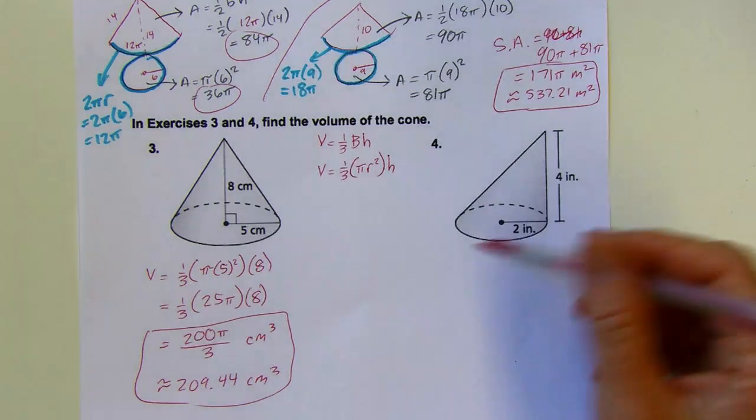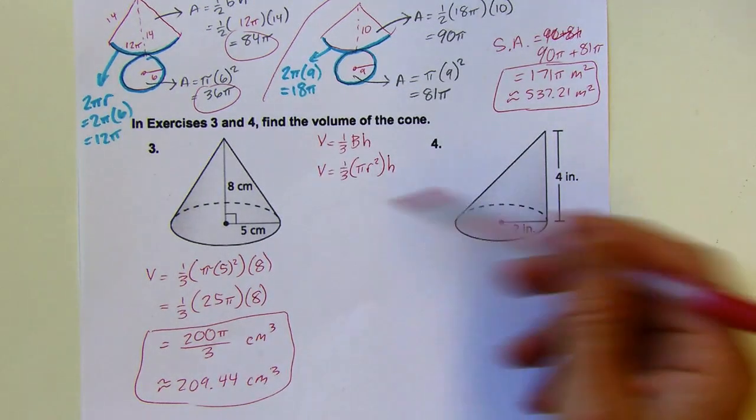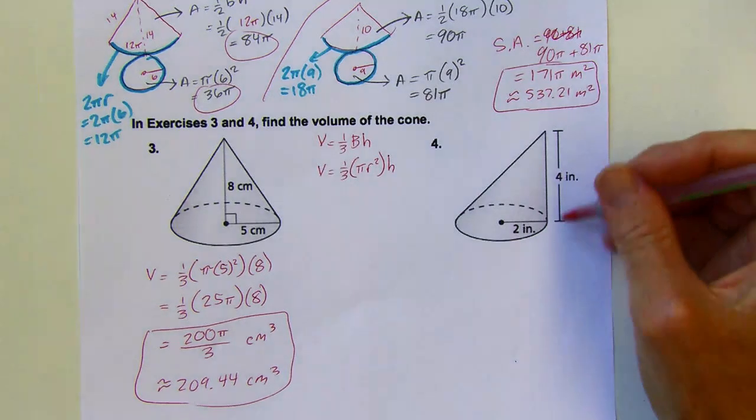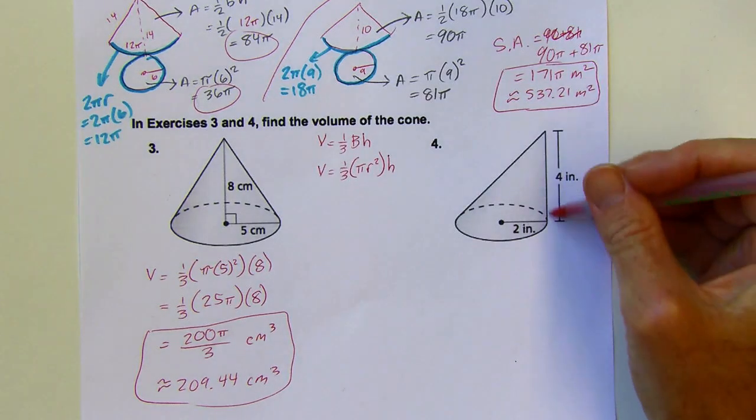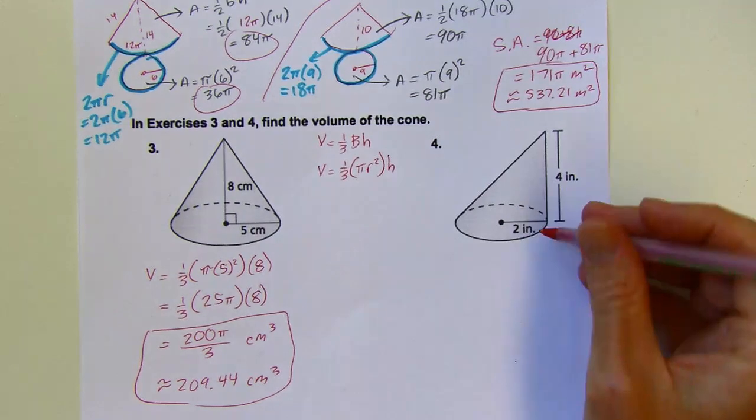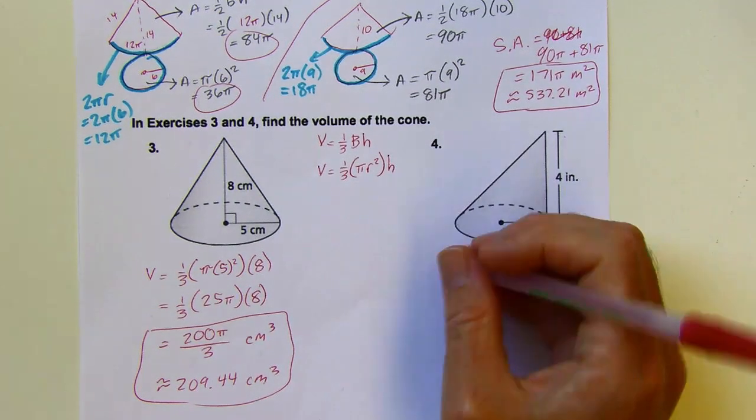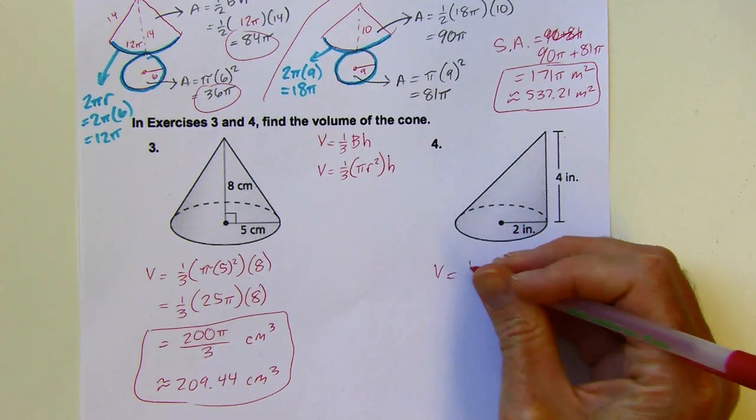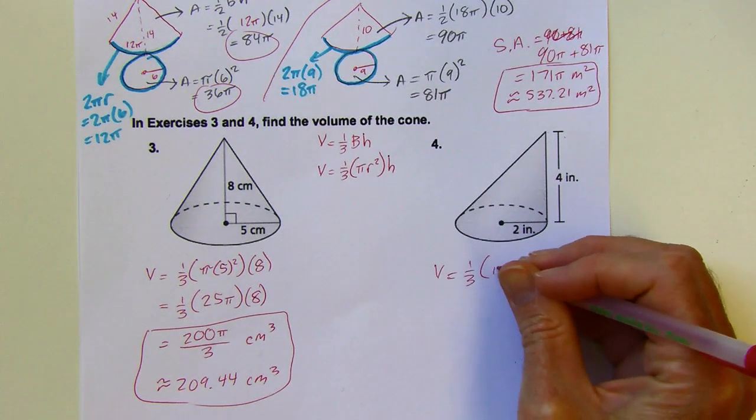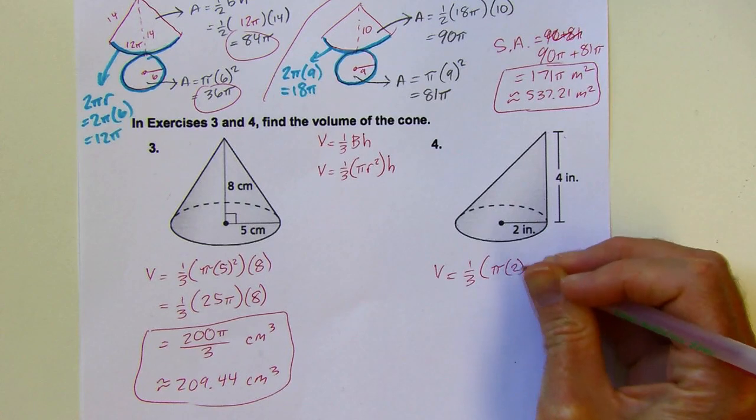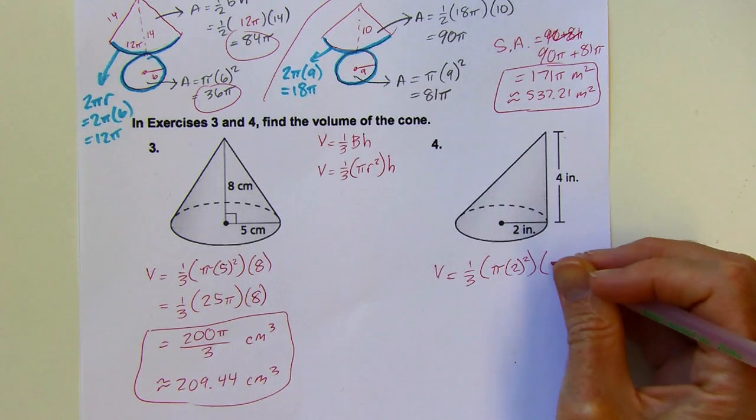And it doesn't matter if it's a right cone or not. This is still going to work the same. My height here, assuming that it does go to the vertex from the base, looks like it's perpendicular. So yeah, this is going to be my height. So volume is going to be 1/3 of the area of the base, pi r squared, times the height.